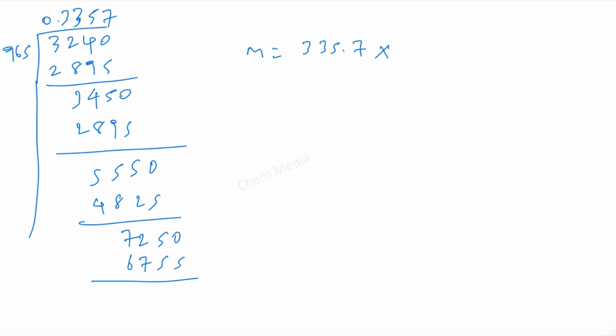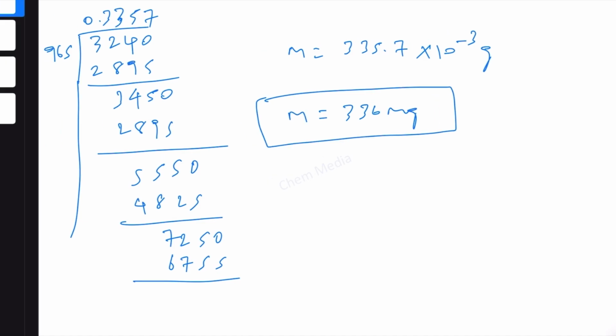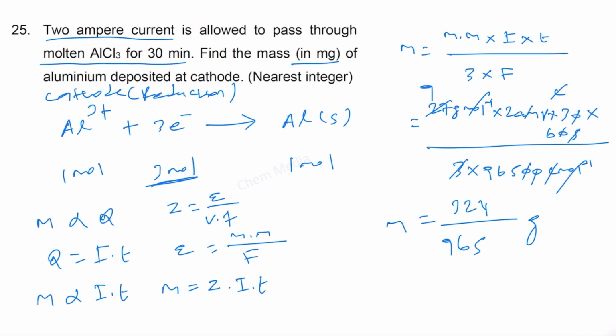So, therefore, now we can write that mass is equal to 335.7 times 10 to the power minus 3 gram, which we can write as 336 milligram. The aluminum deposited at the cathode is 336 milligrams. That is the correct answer. M is equal to 336 milligrams.